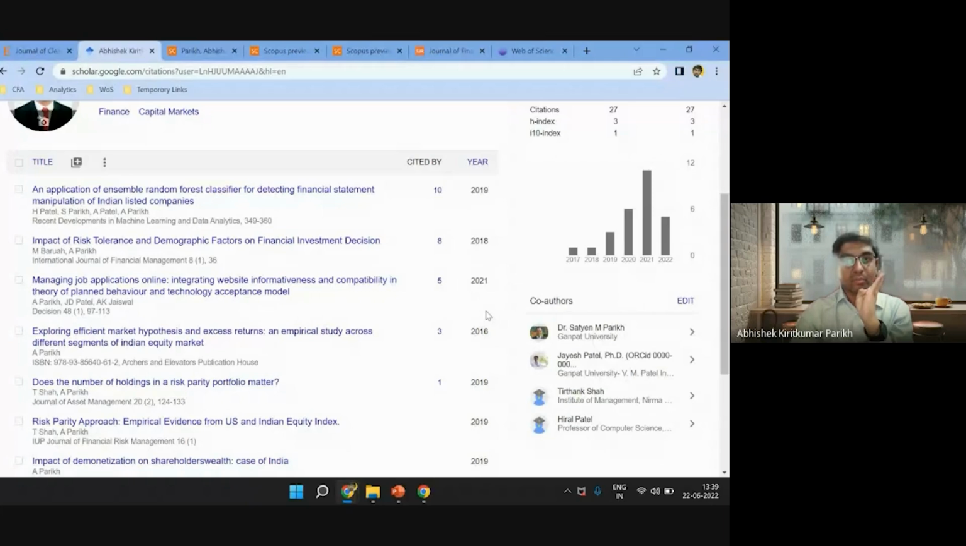How many articles have more than 4 citations? 1, 2, and 3. Now I don't have 4 articles with more than 4 citations. So here I will stop. So what should be my H index? My H index is 3.